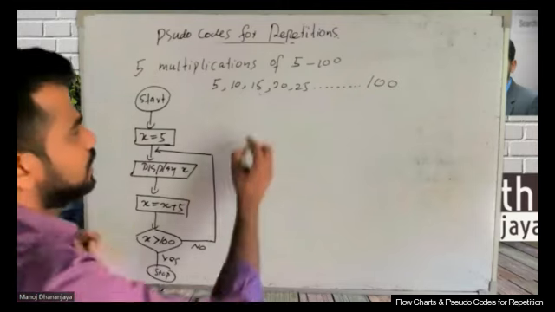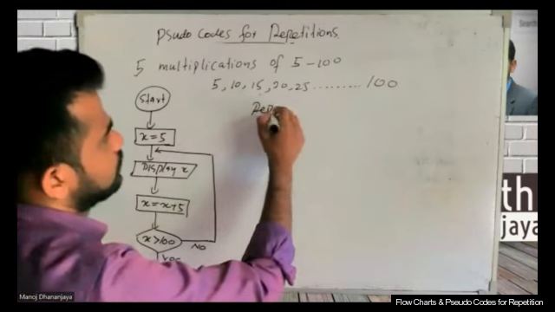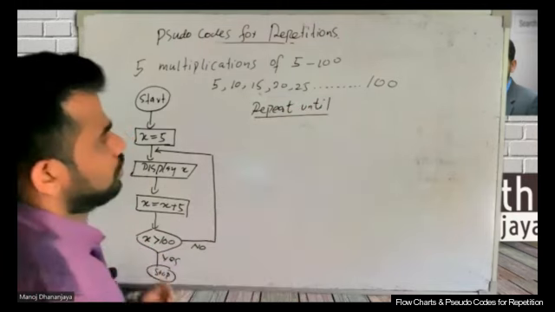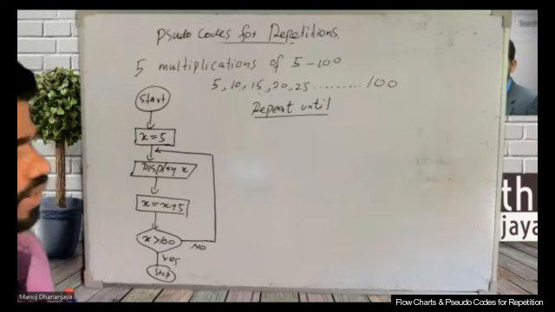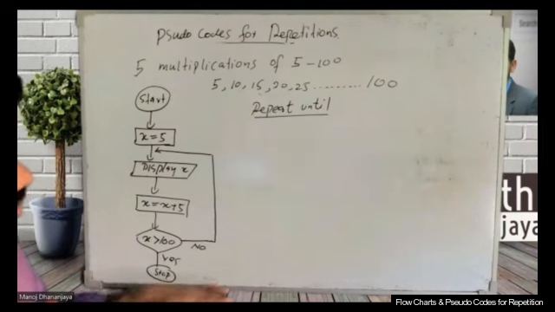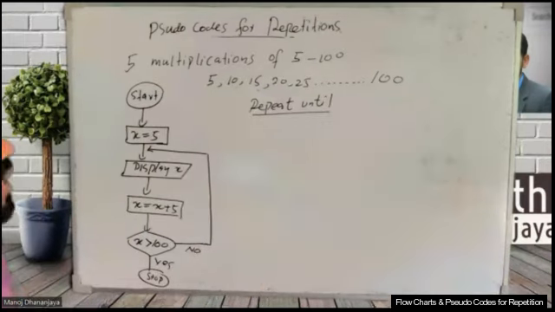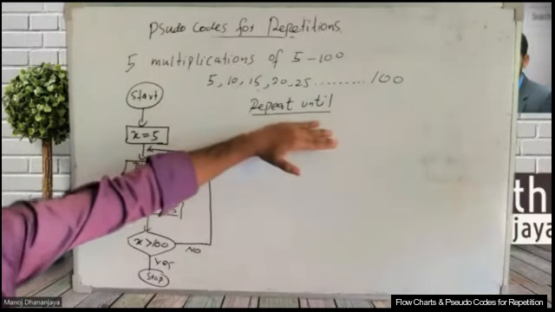Now what are the keywords here? Repeat, until. Before writing the while, we identified two methods to draw the flowchart, but here only one method is there. Here the keywords are repeat and until.